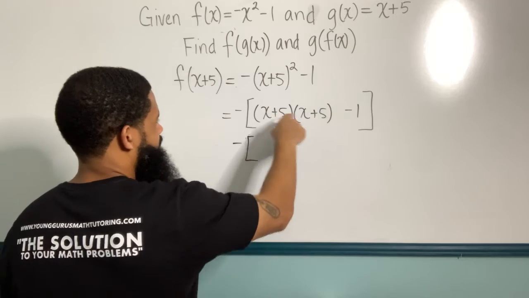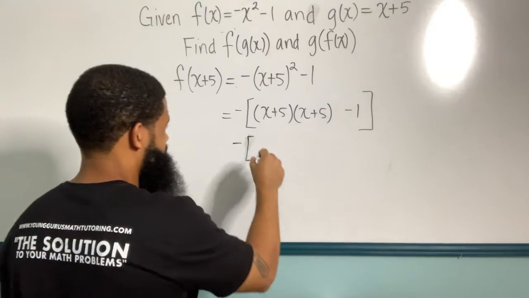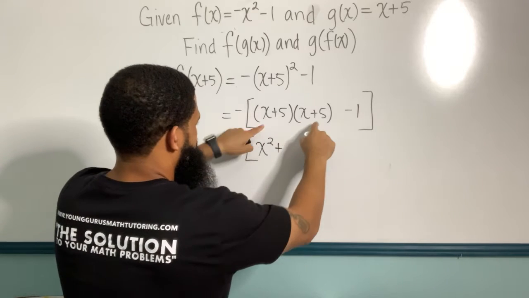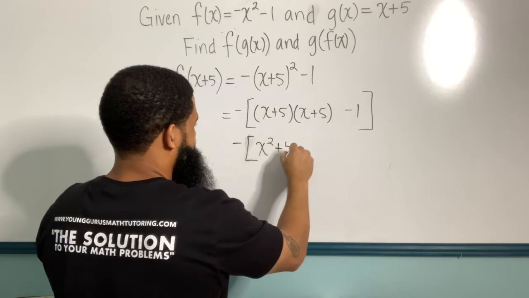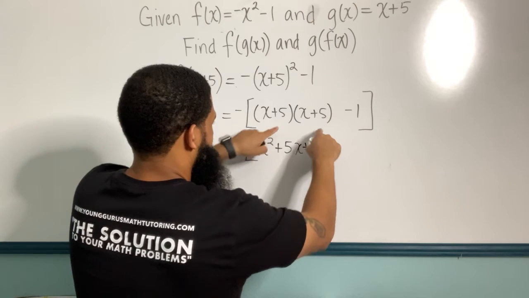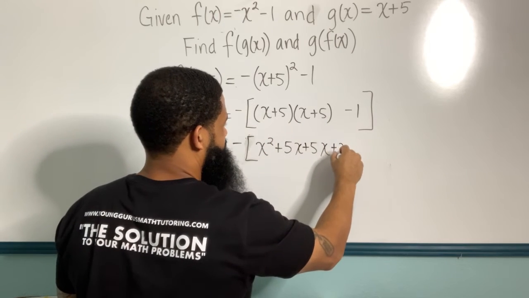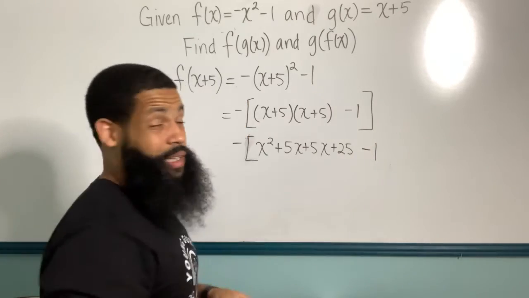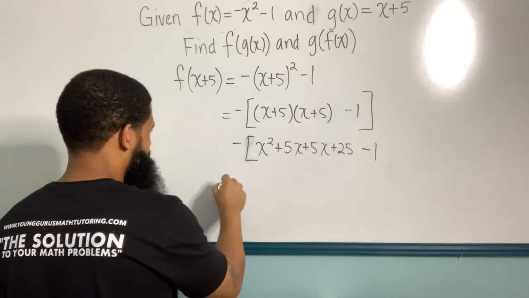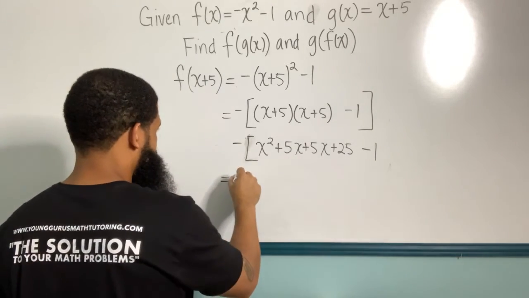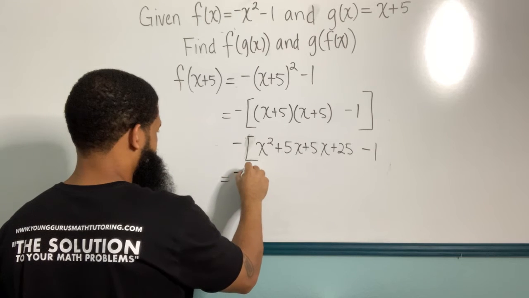All right, so x plus 5 times x plus 5 is x squared, because x times x, plus x times 5 is 5x. 5 times x is 5x again, and then 5 times 5 is 25, all right? Then I bring down that minus 1. Now we need to combine like terms, okay? And I don't want to distribute just yet. We still got to distribute that negative sign, all right? So let's keep the negative.